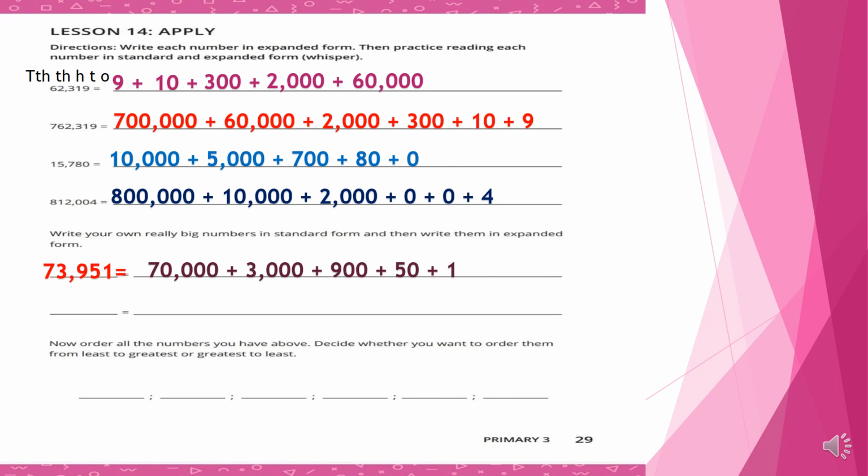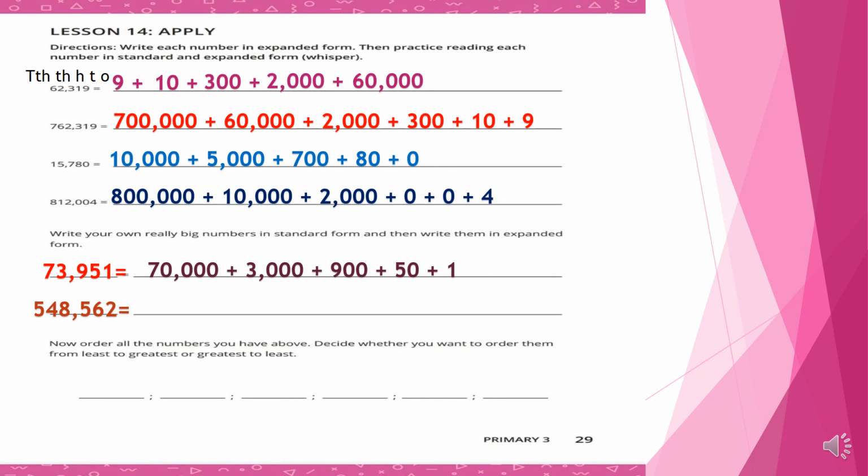5 in tens, it will be 50. 9 in hundred, it will be 900. We will add 2 zeros. 3 in thousand will be 3,000. 7 in 10,000, it will be 70,000. Next number, let's read together and you can write the expanded form by yourself.